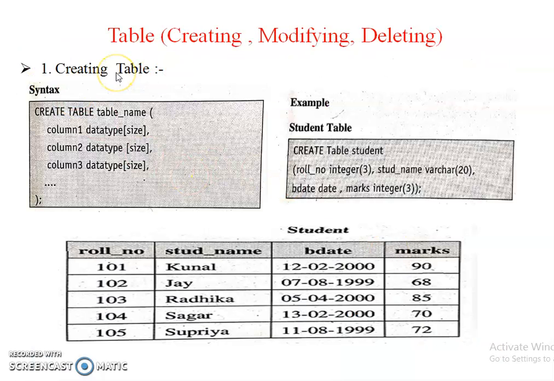In DBMS, the standard format of storing the data is the table. It means table is also known as relation, and it is the combination of rows and columns. So first we discuss the create table. This create table statement is used to create a table in database.